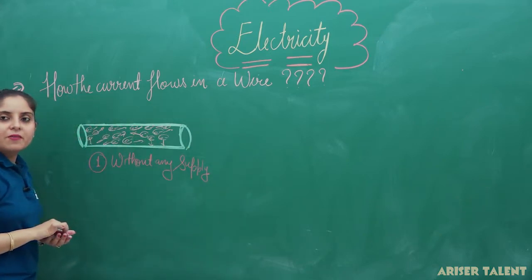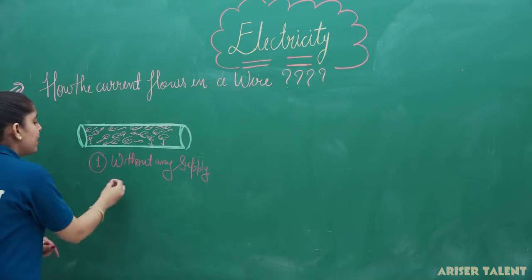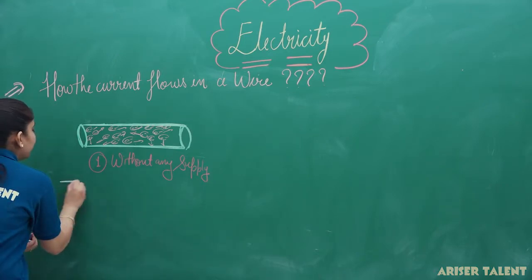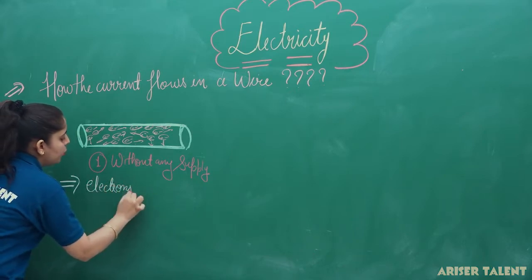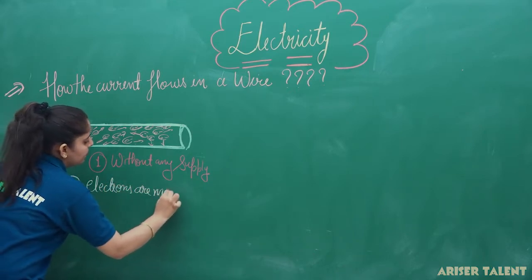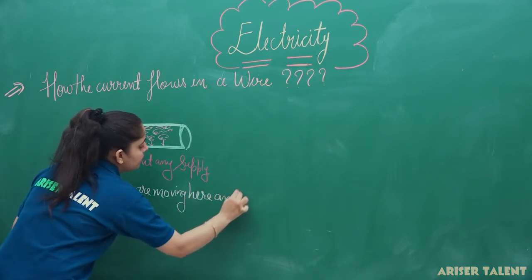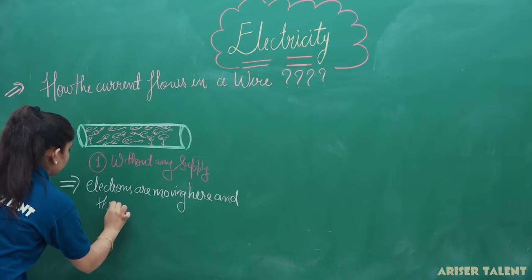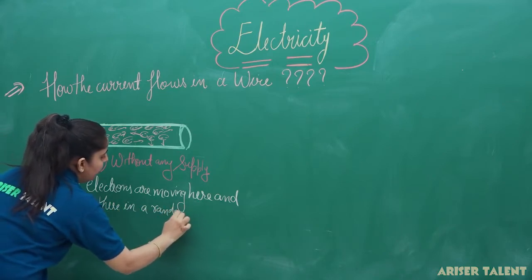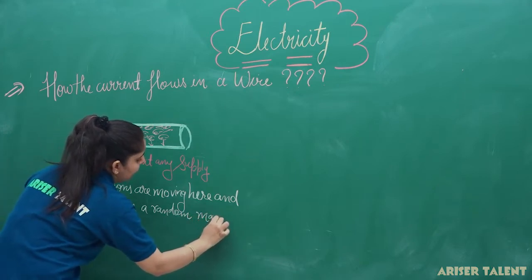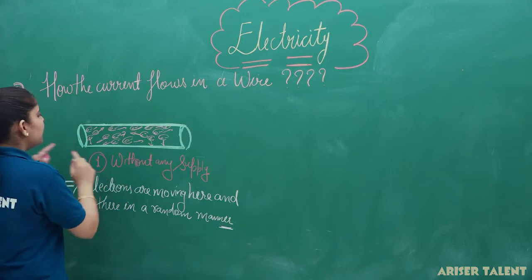So what we are observing in this case, when there is no supply of the electric current, is that electrons are moving here and there in a random manner. So this is our first system.